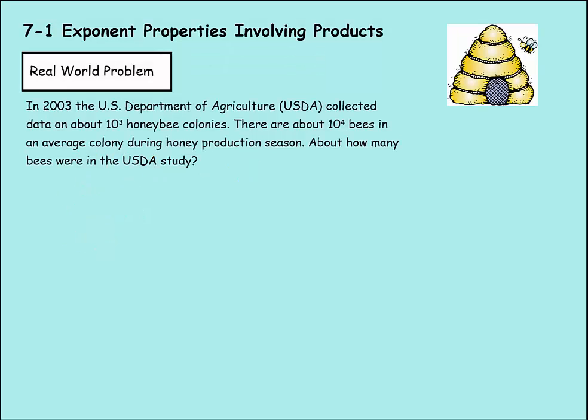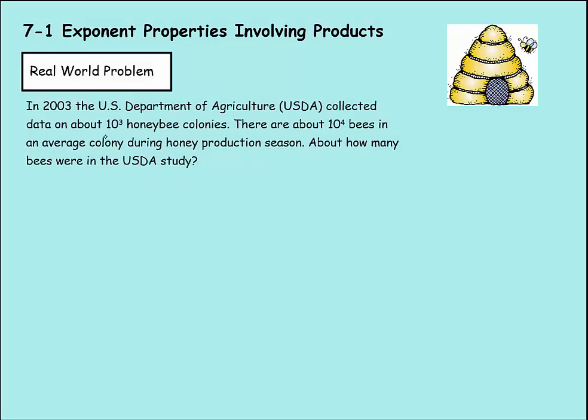Let's do a real-world problem. It says in 2003, the U.S. Department of Agriculture, the USDA, collected data on about 10 to the 3rd honeybee colonies. There are about 10 to the 4th bees in an average colony during honey production season. About how many bees were in the USDA study?